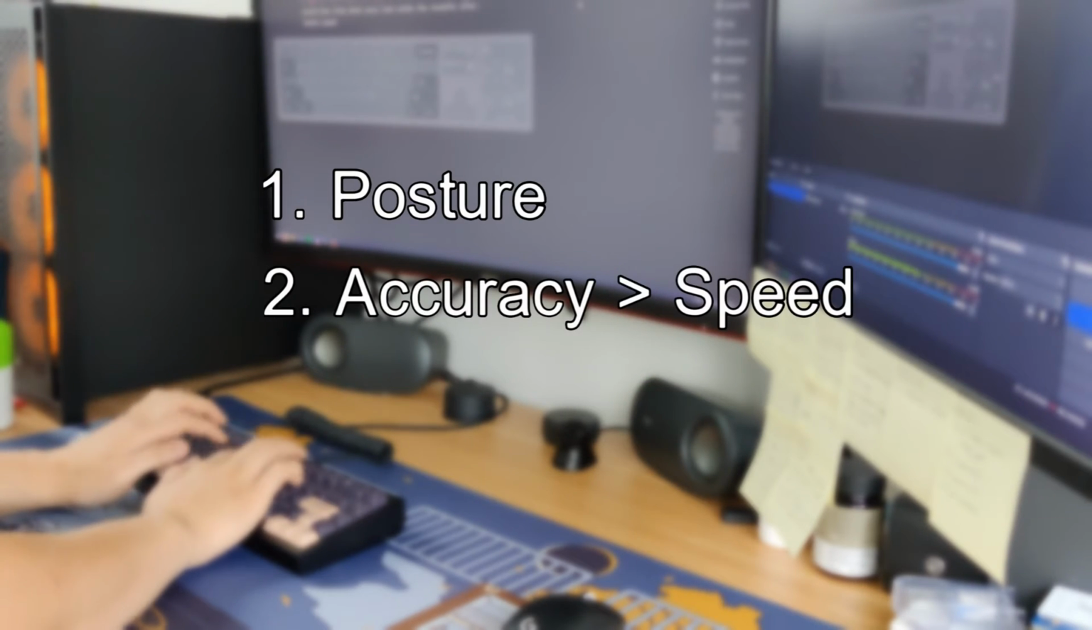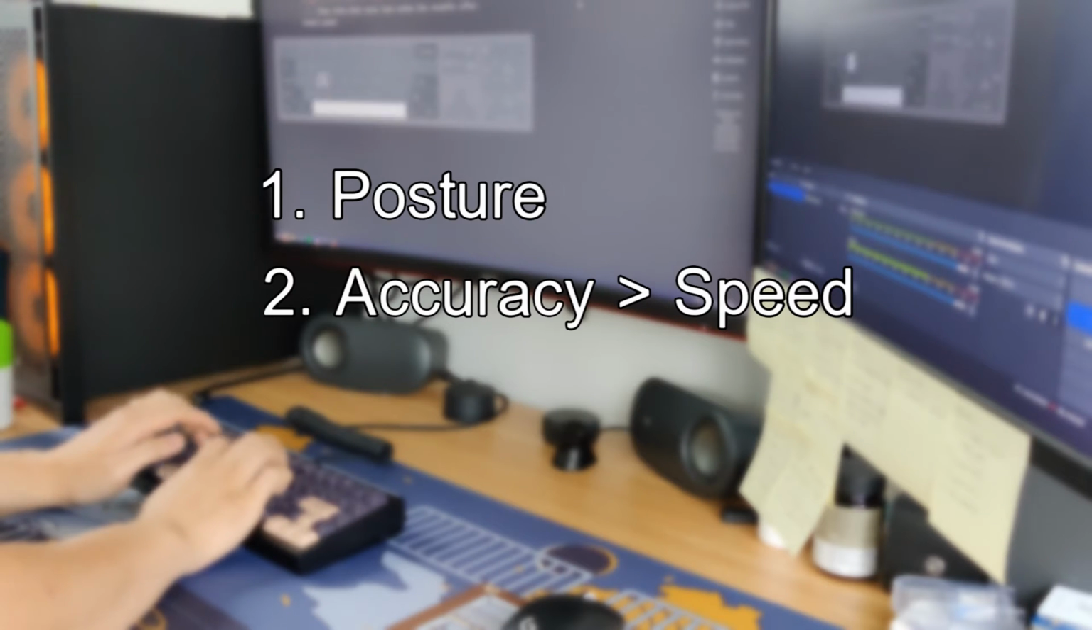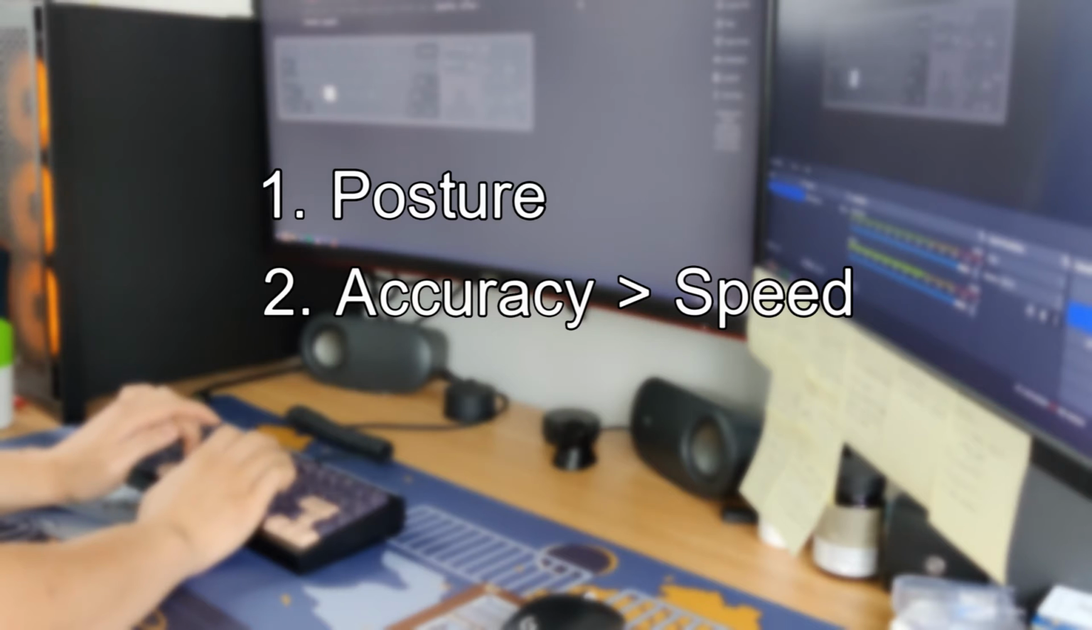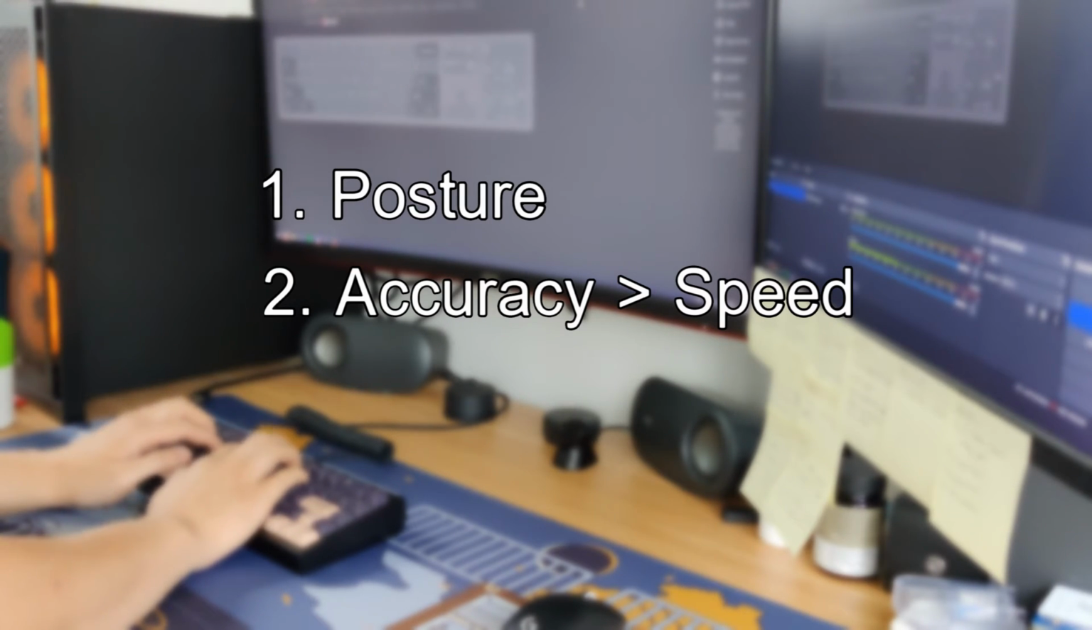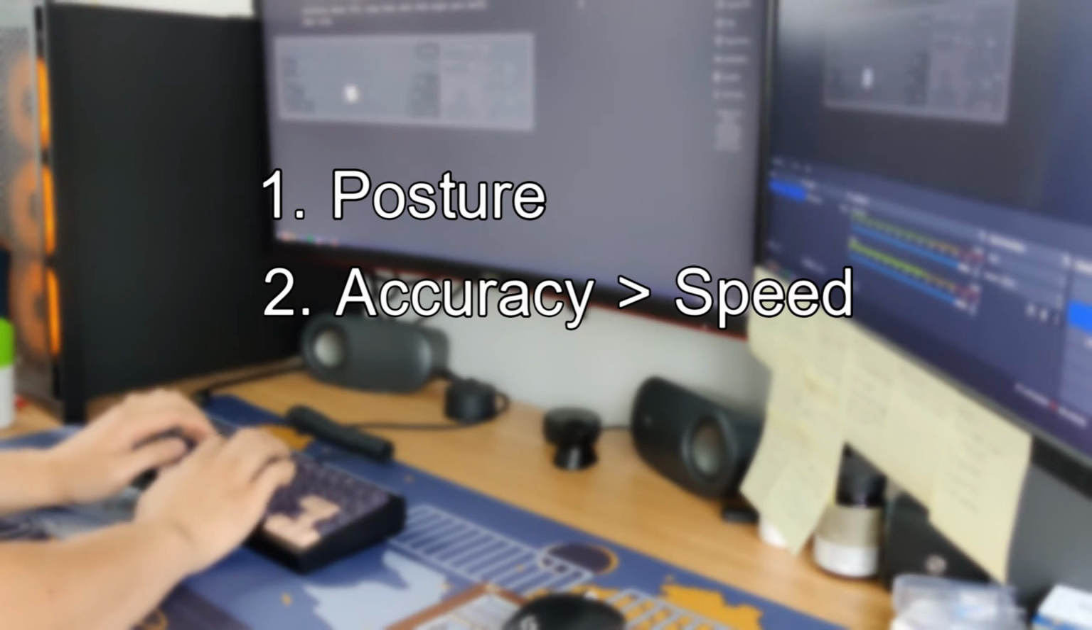Number 2. Focusing on accuracy, not speed. This was the game changer for me. At the moment, my accuracy was around 90%, which doesn't sound too bad, but drastically lowered my words per minute. By focusing on keeping this above 95%, I would make significant gains in speed over time.